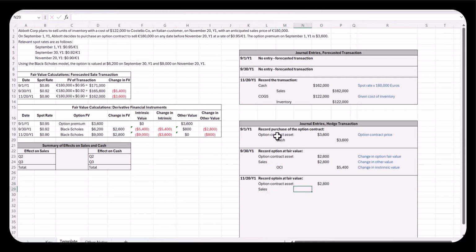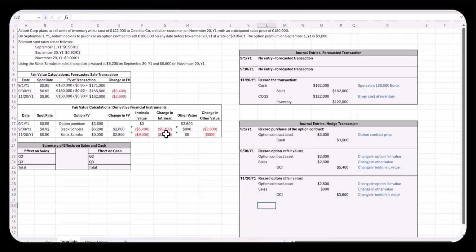We're going to debit sales for the change in the other value of the option, which we see over here on 11/20th has decreased by 800, so we're going to decrease sales by 800. And then we're going to record the change in the intrinsic value in OCI. And we see as of 11/20, our change in intrinsic value is 3,600. I'm going to note that it's literally the same journal entry that we did just a moment ago, so I'm going to copy over my notes.